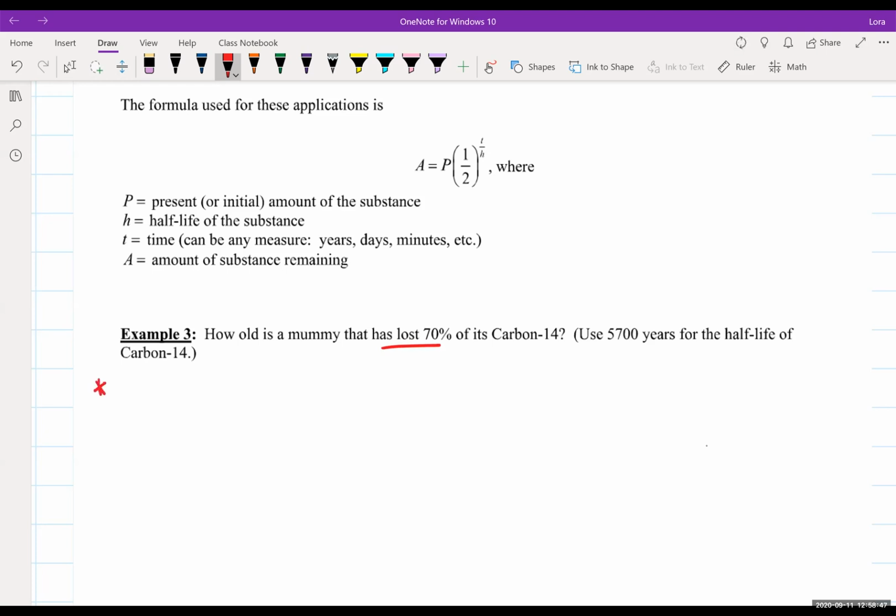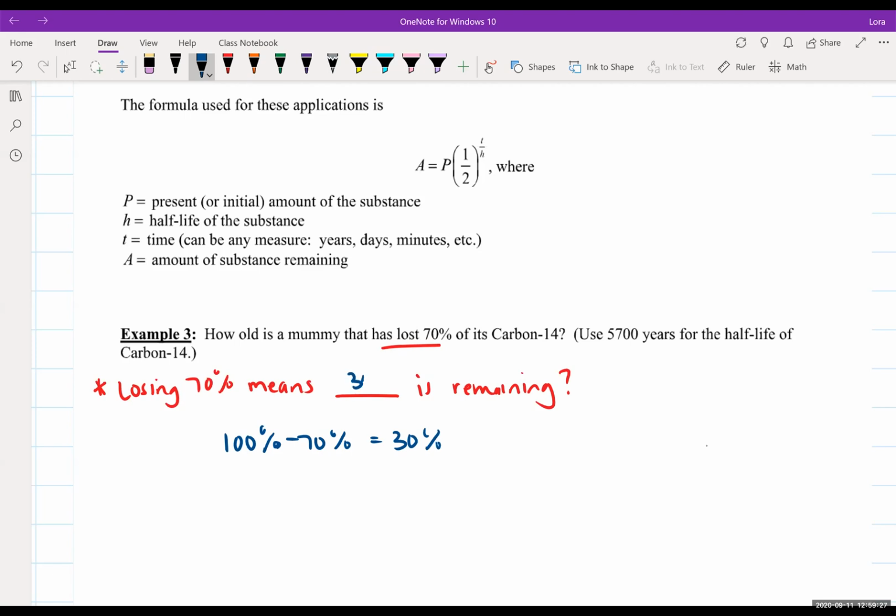So one key fact is that you have to say, okay, losing 70% of the carbon-14 means how much is remaining? So we just have to think back and say, well, at the time of death, the person that is going to be the mummy has 100% of the carbon-14. So we started off with 100%. And if we're losing 70% of the carbon-14, then we end up having 30% remaining. So look into that whenever you're dealing with these types of examples.